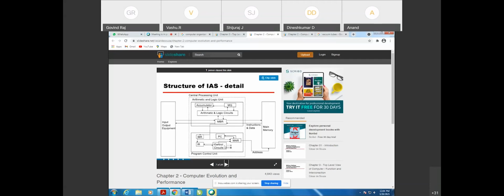And who will send the address to the program counter? The control circuit will send the address to the program counter. The program counter will increase the address one by one and send the address to the address register, and from that address it goes to the main memory, takes the instruction or data from the particular address, and delivers it to the memory buffer register.